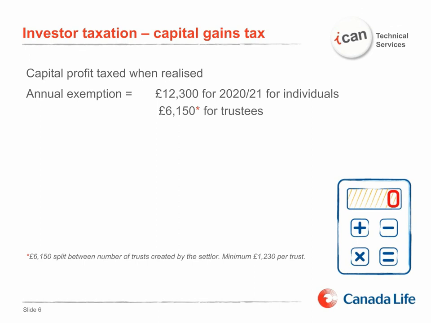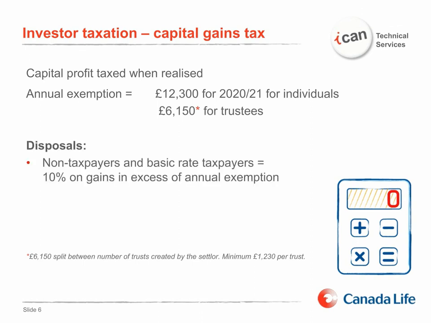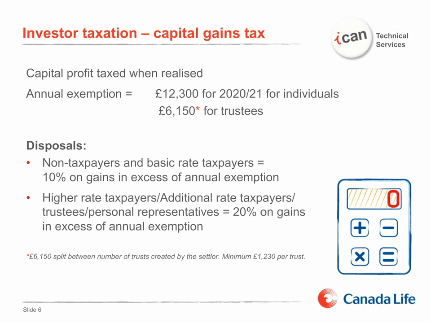When we come to disposals, non-taxpayers and basic rate taxpayers pay 10% on any gains in excess of the annual exemption. Higher rate taxpayers, additional rate taxpayers, trustees and personal representatives all pay 20% on any gains in excess of the annual exemption.